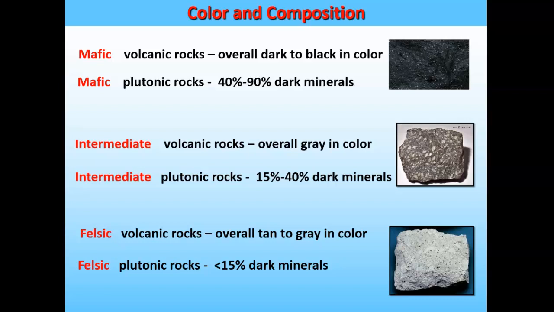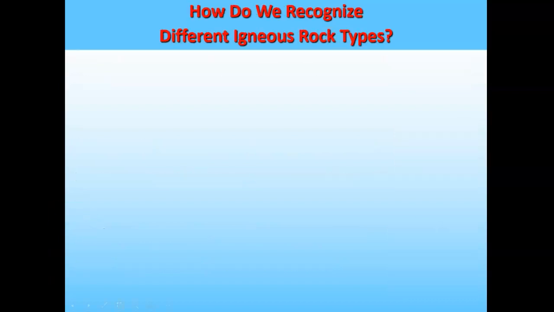Plutonic rocks are slightly different because the crystals are large. We're just looking at how much of the rock is composed of dark or black minerals. If there's a lot in there, we're going to call it mafic. If there's hardly any, we're going to call it felsic. And if it's somewhere in the middle, we're going to call it intermediate. So that's how we're going to use composition and color. We're going to say that color equates to composition in a general sense. And those composition terms are mafic, intermediate, and felsic. That's what we want to use when we talk about composition for igneous rocks.